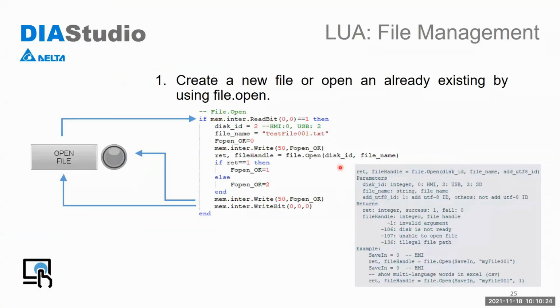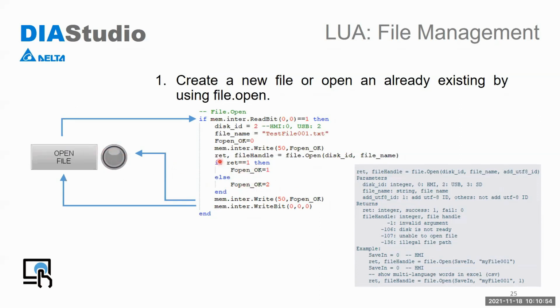This function, file.open, returns a couple of parameters. The first one is the result. It can be 1 in case of success, or in case of fail, it will return a 0. And I use this variable in order to show in this display. I paint it in blue in case it's success, or I paint it in red in case there is a problem trying to open that file.